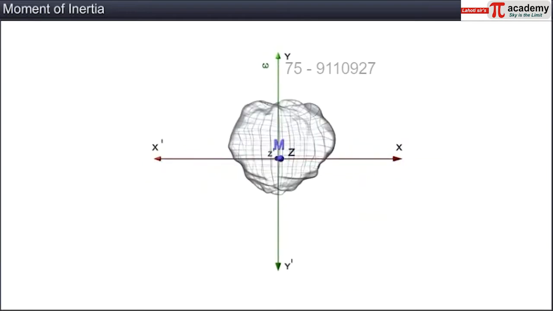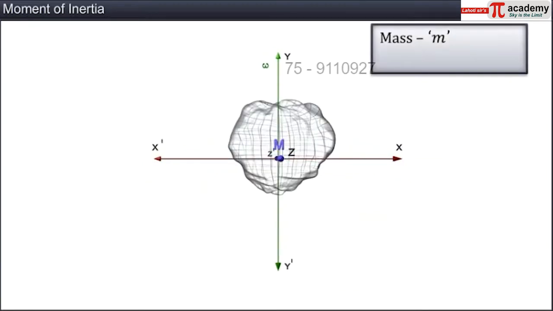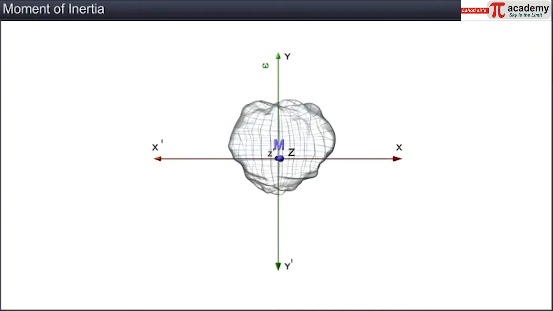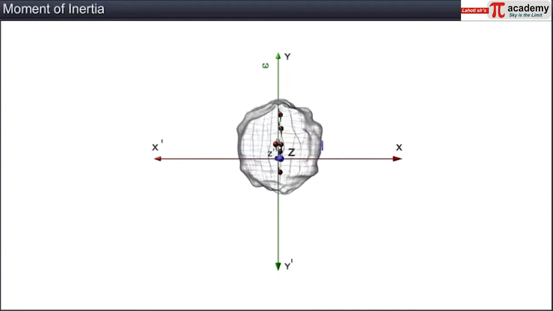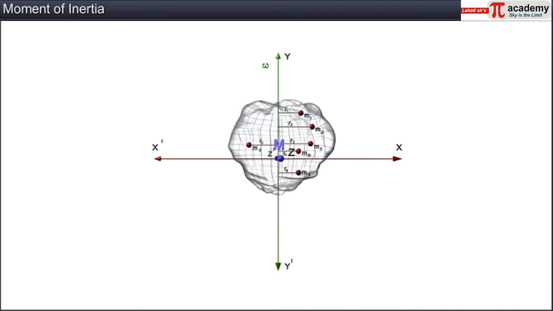Now, consider a rigid body of mass m rotating about an axis with a constant angular speed omega. We can treat the rigid body as a system of n particles of masses m1, m2 and so on mn, which are located at perpendicular distances r1, r2 and so on rn from the axis of rotation respectively.